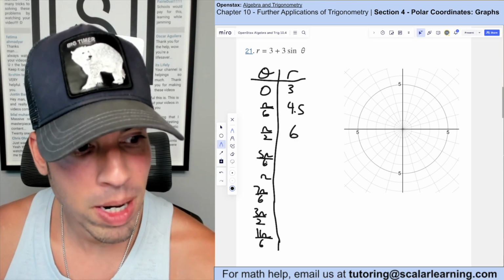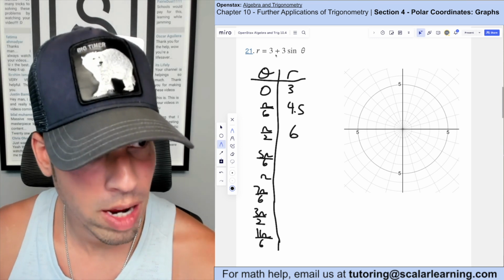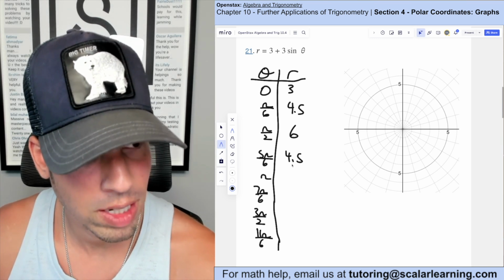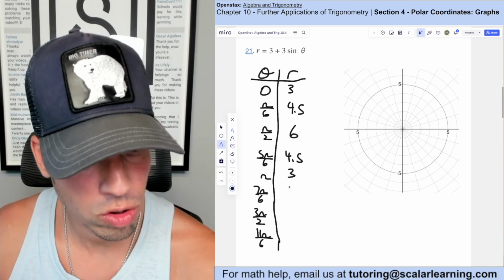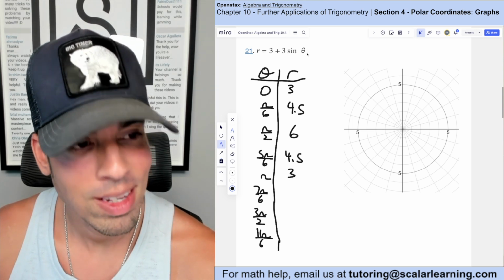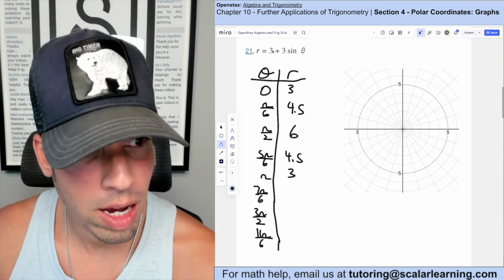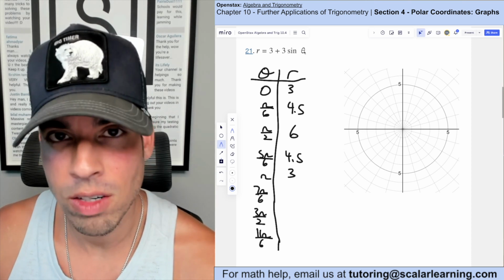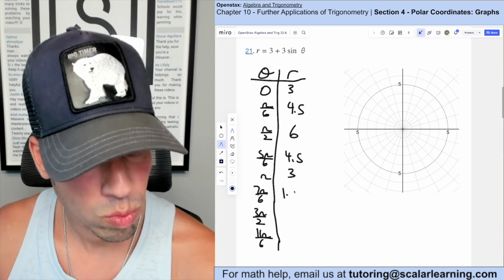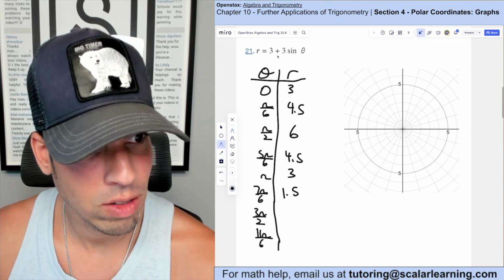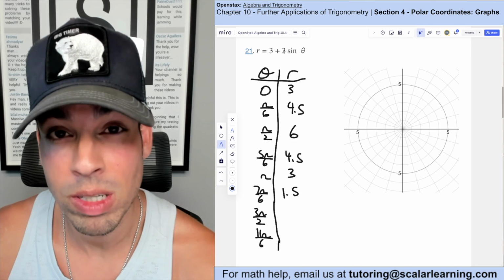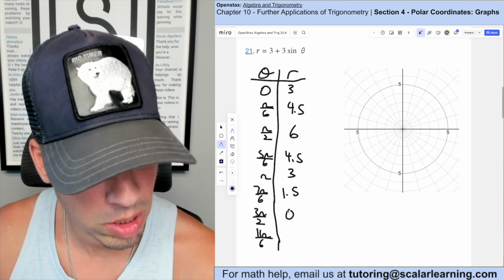Sine of 5 pi 6 is again going to be 1/2, so that's going to be 4.5 again. Sine of pi is 0, so that's 3 plus 3 times 0, which is 3. 7 pi 6, that's going to be negative 1/2. So 3 times negative 1/2 is negative 1.5, plus 3 is 1.5. Sine of 3 pi halves down here, that's going to be negative 1. So 3 plus 3 times negative 1, that's actually going to be 0.